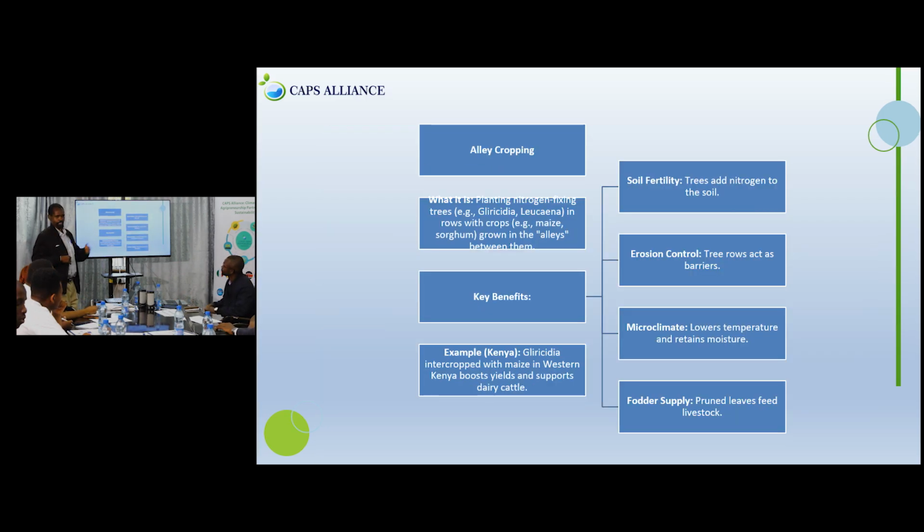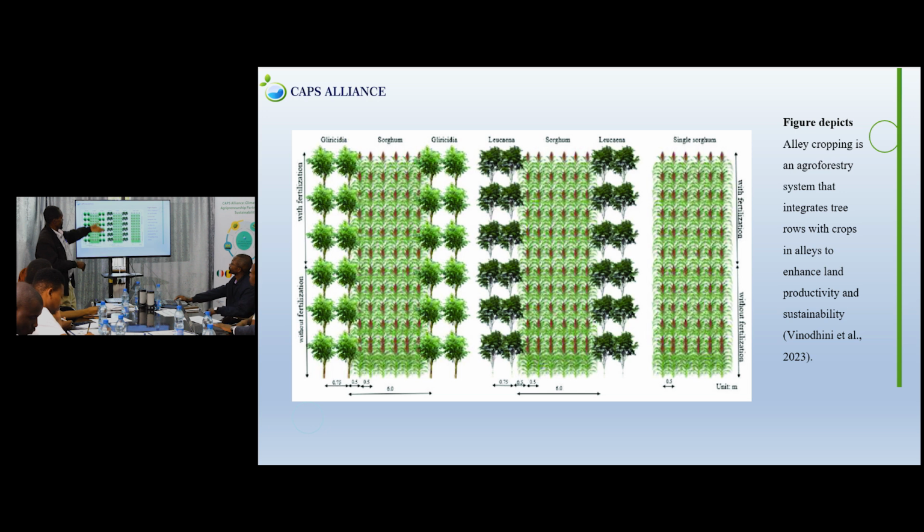Now, alley cropping. This is almost like, we will show you the picture. You have the trees in one row, you have your crops, you have trees, and then you have crops, you have the trees.